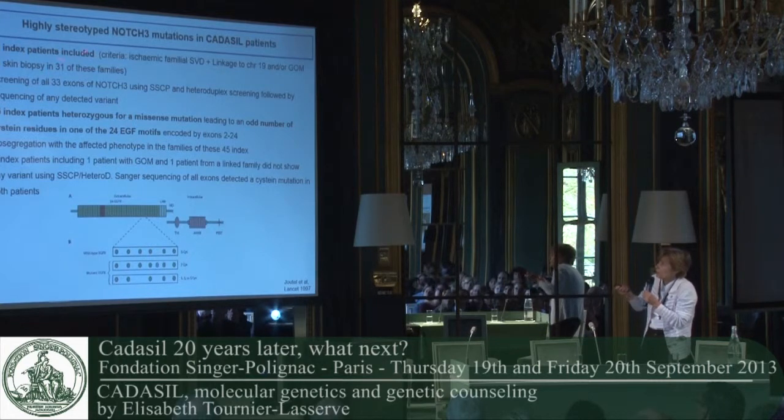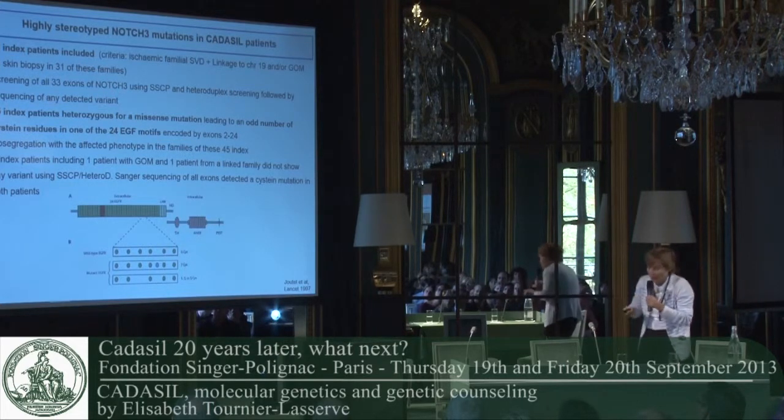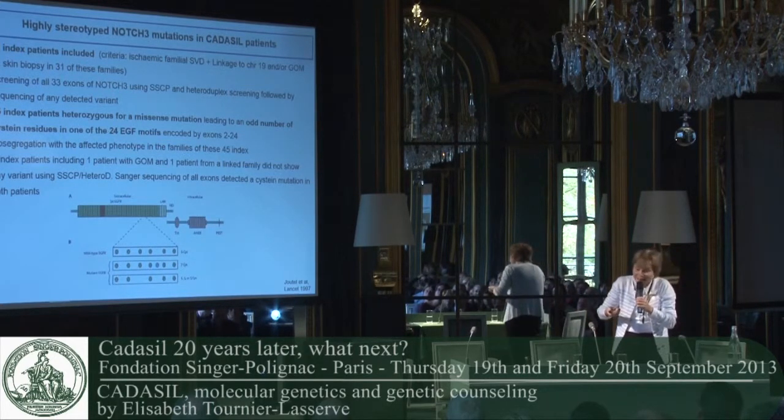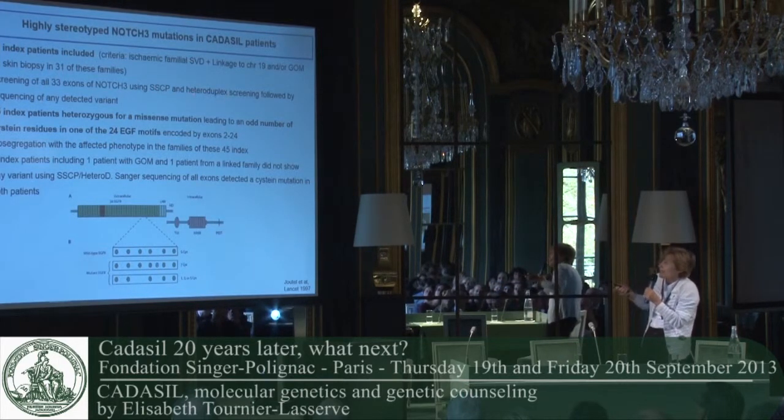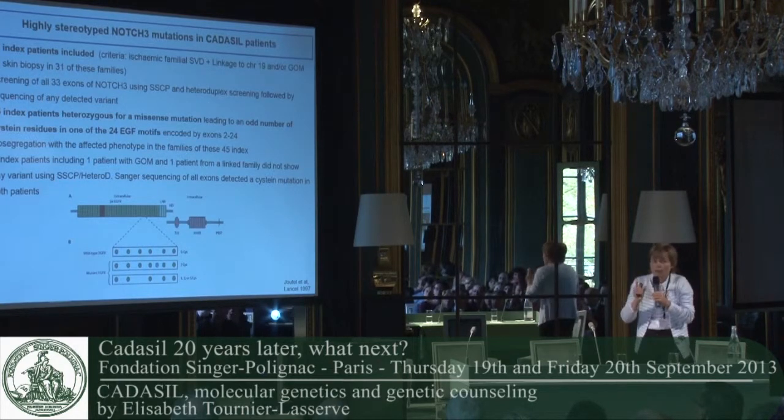Based on this, we screened all 33 exons of Notch3, and as you see, this was a prehistoric period because sequencing was not easily available, so we had to use strategies that were not as sensitive as sequencing. And once this methodology pulled up a variant, we would then sequence only the variant.